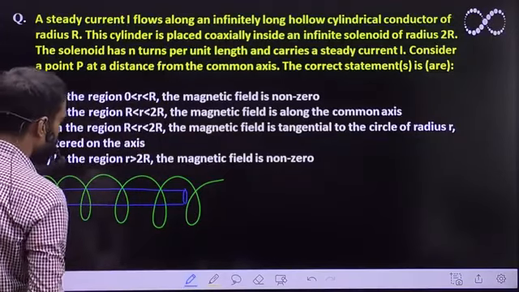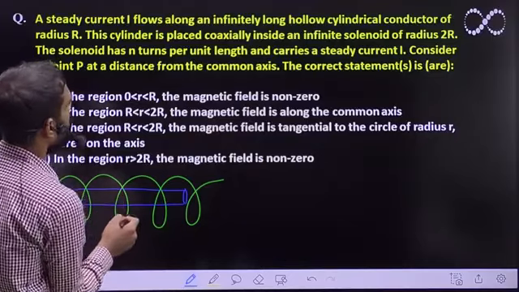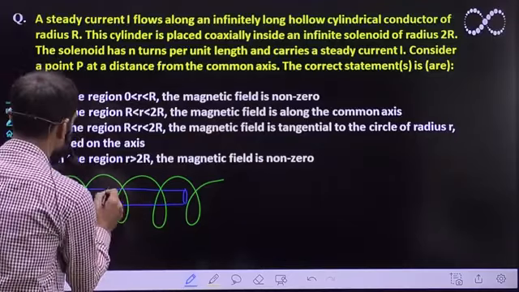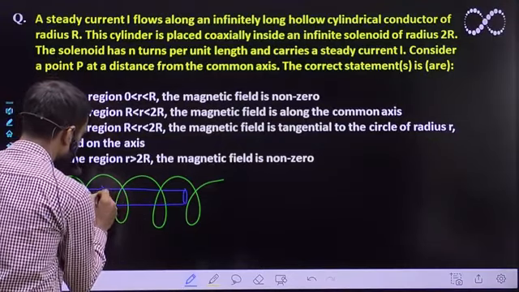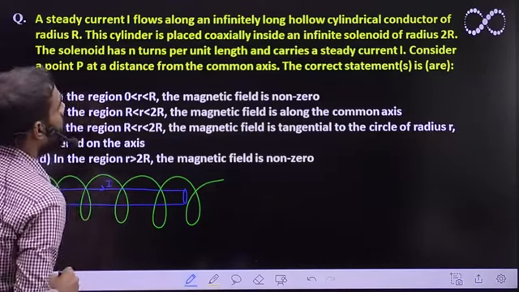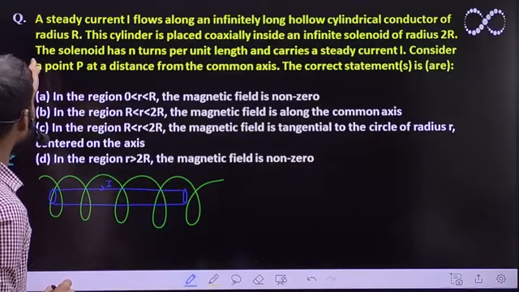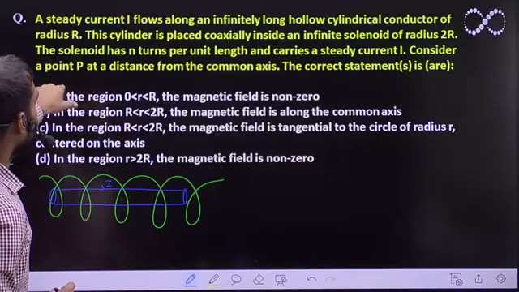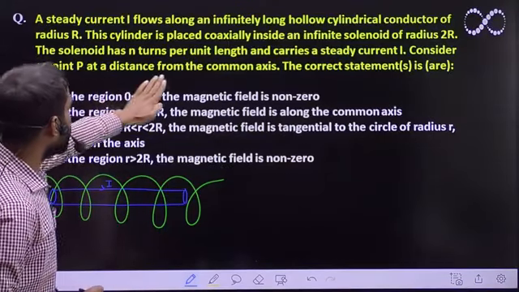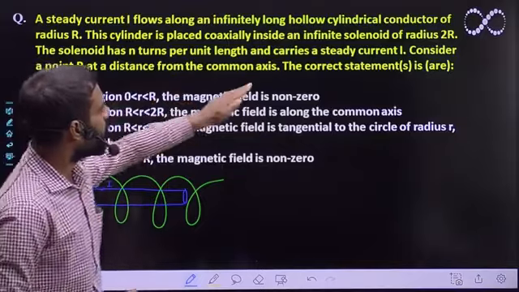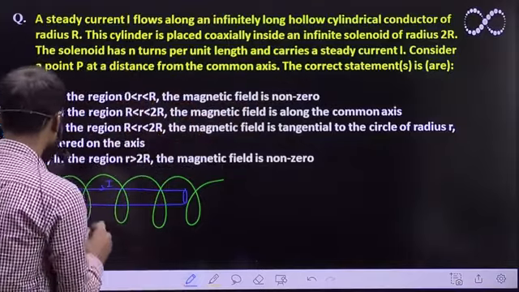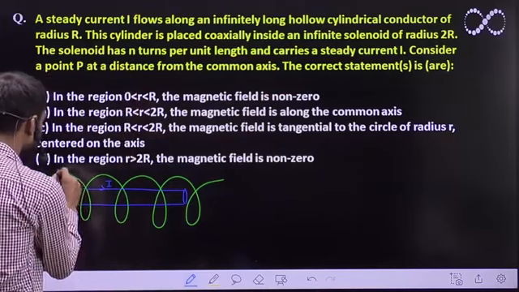Okay, now it is saying like this, and the current is flowing in the hollow cylinder, the current I is flowing. So suppose this is current I flowing here. The radius of the solenoid is given 2R and the radius of the hollow cylinder is given capital R. The solenoid has n turns per unit length. The solenoid also carries current I. So this is also carrying current I.